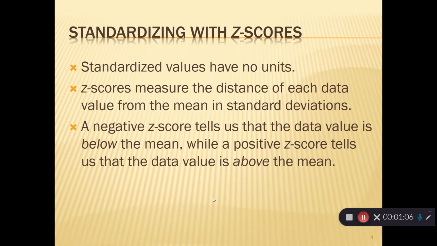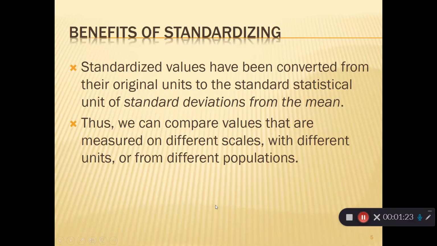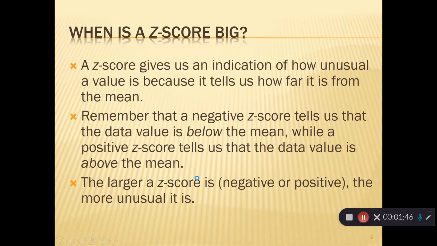Standardized values have no units, but those z-scores are measuring the distance of that data point from the mean in terms of standard deviations. So a negative z-score would tell us that we lie below the mean, and a positive z-score tells us we lie above the mean. So the standardized values have been converted from their original units to the standard statistical unit of standard deviations from the mean. So z-scores don't have any units. That allows us to make comparisons between different populations or items measured on different scales or with different units.